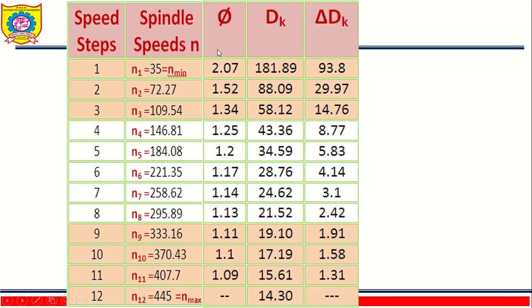At this point, we have to find phi, the ratio of two successive spindle speeds, that is 72.27 upon 35. It comes as 2.07. For this n1 speed of 35, we can find how much diameter we can turn: 181.89 is the diameter we can turn at a cutting speed of 20. And then the range between the two diameters is 181 minus 88, which comes to 93.8 millimeters. This is the range of the diameter to be machined at different spindle speeds.